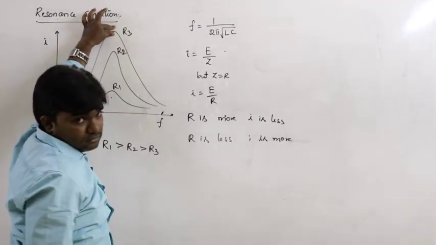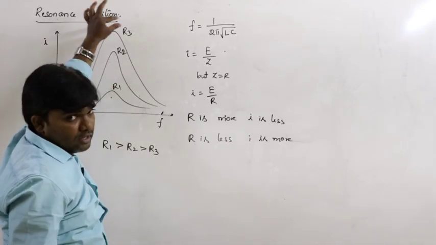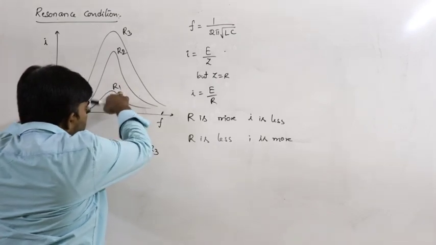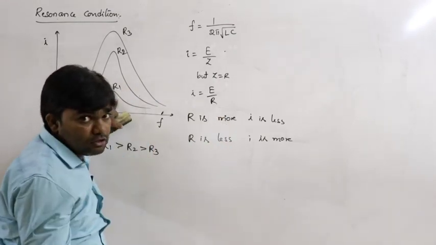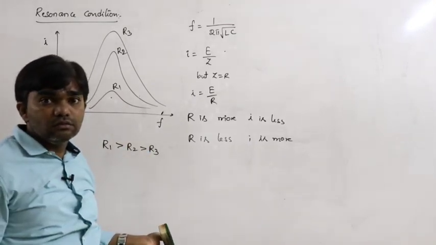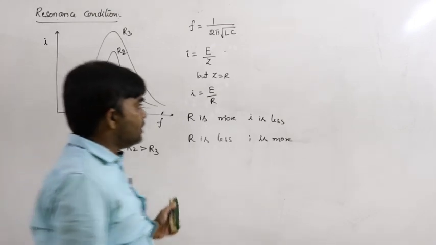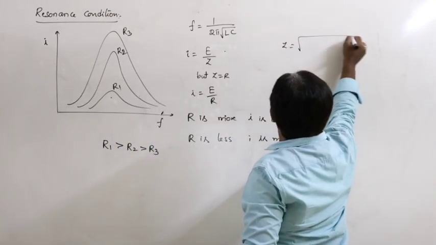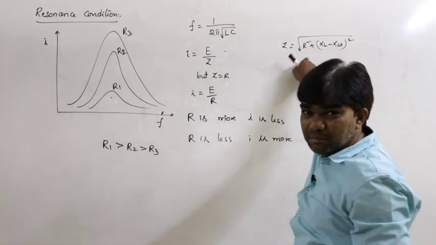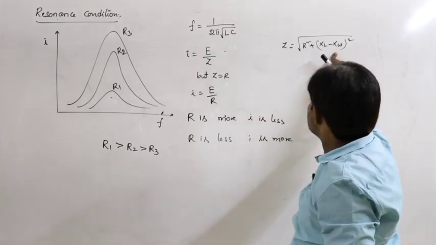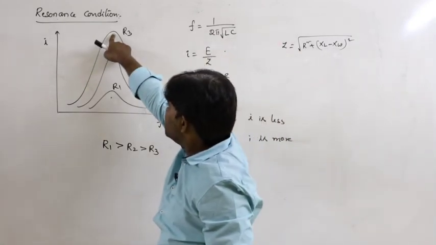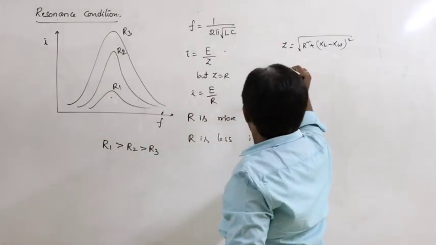This is the resonance condition. When the current reaches the maximum value, that is the resonance condition. Due to increase in frequency from this resonance condition, current decreases. Due to decrease in frequency, current decreases, because impedance value changes. What is the impedance? Square root of R square plus XL minus XC whole square. So this is the impedance value. Due to the variation of the frequency, impedance changes. But at a particular frequency, impedance is equal to R.